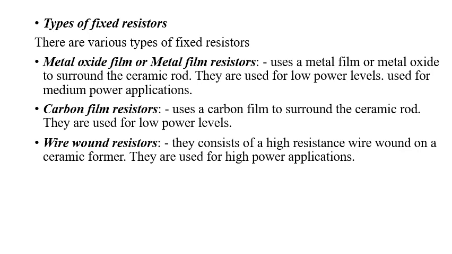Let's go to the types of fixed resistors. We can discuss the various types of fixed resistors. Number one, metal oxide film or metal film resistors. These use metal film or metal oxide to surround the ceramic rod. They are used for low power levels, and for medium power applications. Carbon film resistors use a carbon film to surround the ceramic rod. They are used for low power levels.